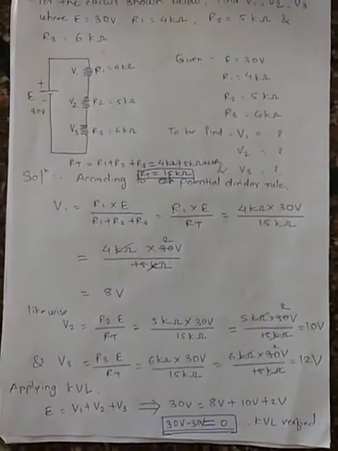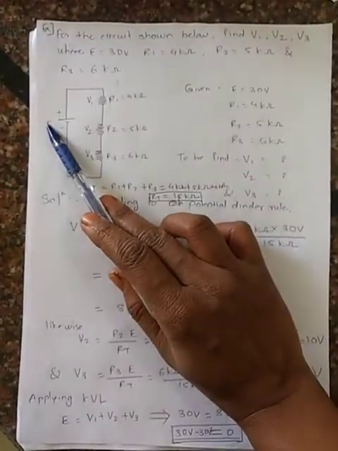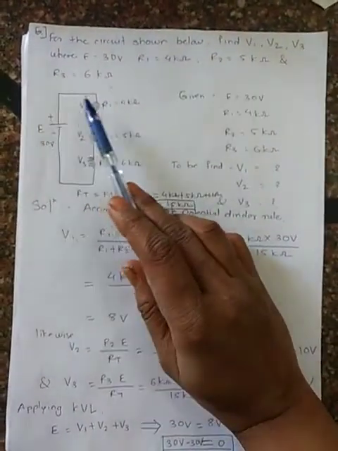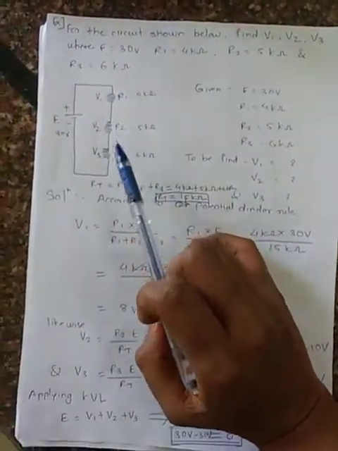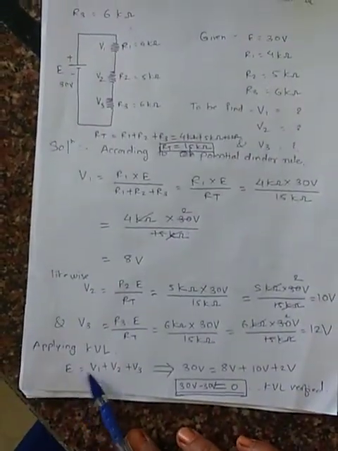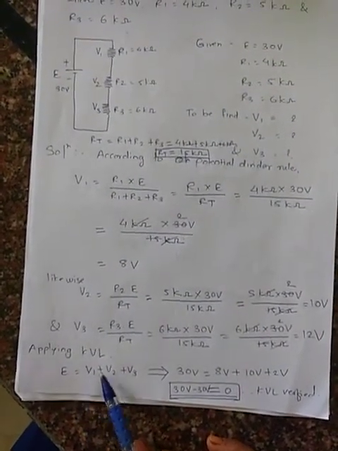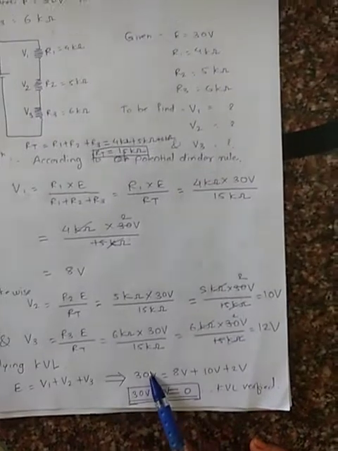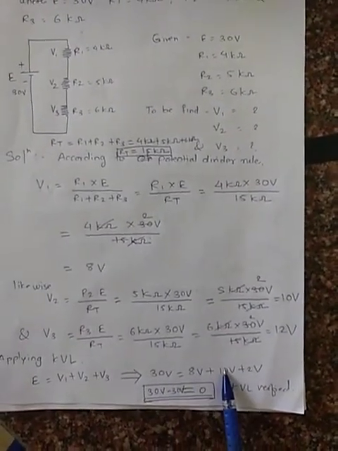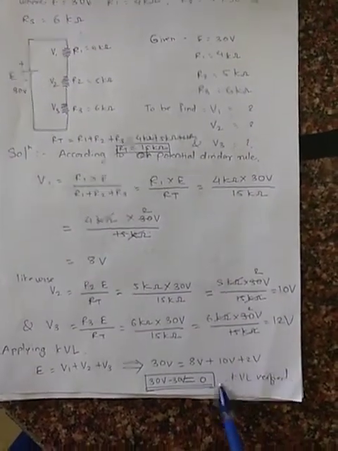Now let us see whether this gets verified. Here the voltage rise is E, and the voltage drops are V1, V2 and V3, and this is a closed loop. So we want to see whether KVL is verified. Voltage rise is equal to the sum of voltage drops. So E is equal to V1 plus V2 plus V3. If we put the values here, we get 30 is equal to 30, meaning 30 minus 30 is equal to 0. Thus KVL is verified.